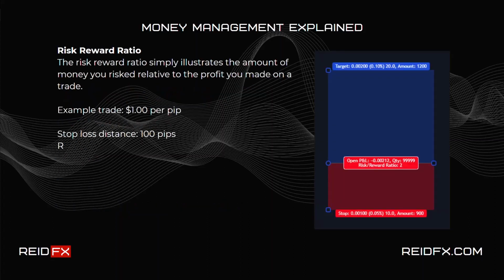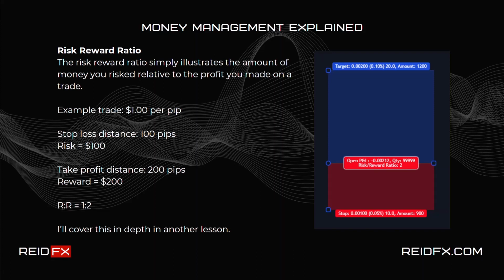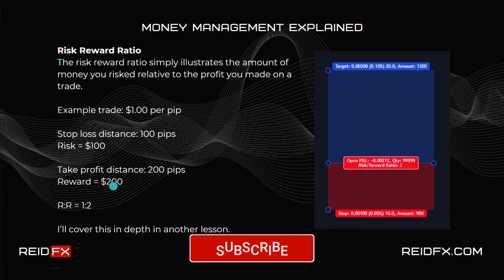The risk-reward ratio simply illustrates the amount of money that you risked relative to the profit that you made on a trade. For example, if we trade at $1 per pip and you have a stop loss distance of 100 pips, then your risk is 100 times $1, which is $100. Equally then, if your take profit is 200 pips at $1 per pip, then your reward is $200. So this gives you a risk to reward ratio of 1 to 2 because your reward is twice as much as your risk. Now I will cover this in depth in another lesson.